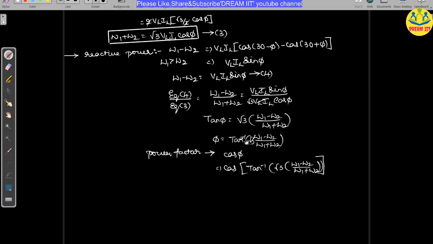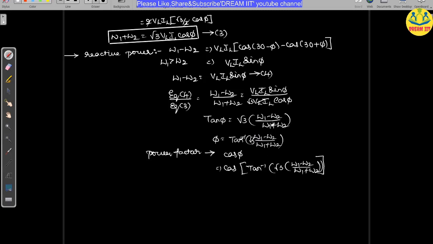Okay, so this is the power measurement when we consider the lagging power factor. When you consider the leading power factor, the load may be either leading or lagging. Whenever you consider leading or lagging, I have considered lagging now.